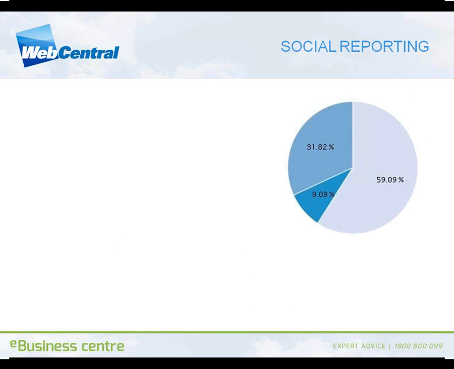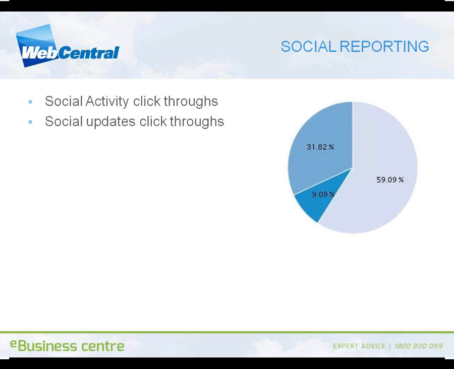All right, now the last feature that you get is the social reporting. So you can track your social activity click-throughs and also your social update click-throughs. Sorry, that should say social sharing click-throughs. So if somebody shares the email and they click to view it, you can track how many actually viewed it. And with the updates through there on your pages, you can actually track that as well. So I'll show you that in more detail when we're in the system at the reports.